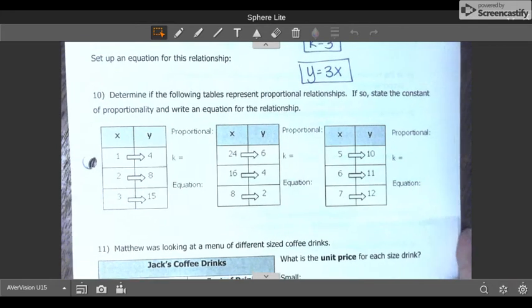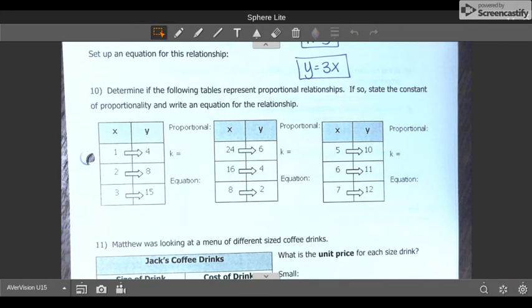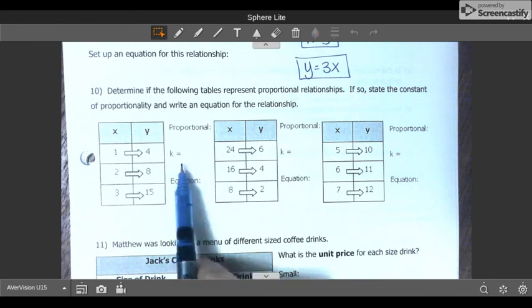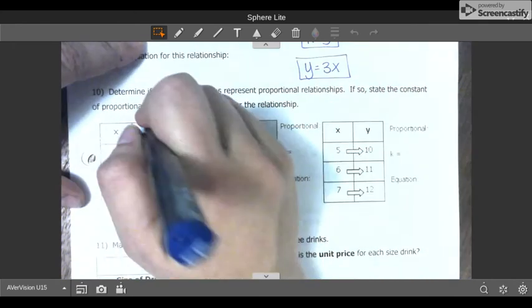Determine if the following tables represent proportional relationships. If so, state the constant of proportionality and write an equation for each relationship. Is it proportional? What's K? And explain. So here's my Y values.